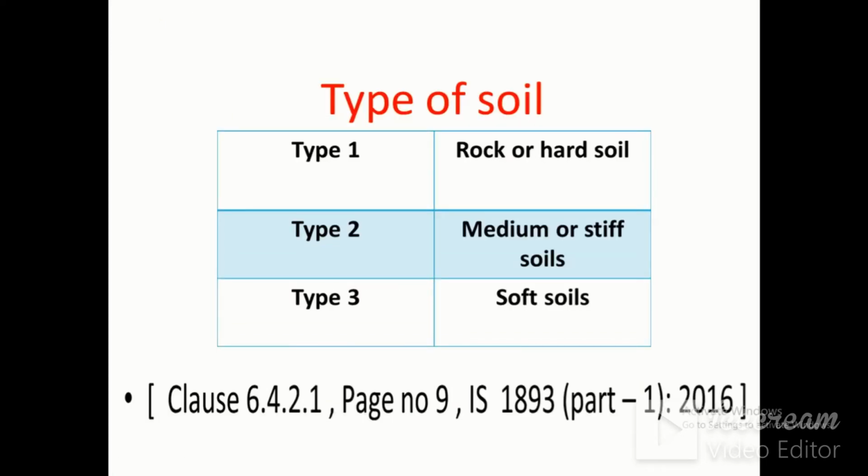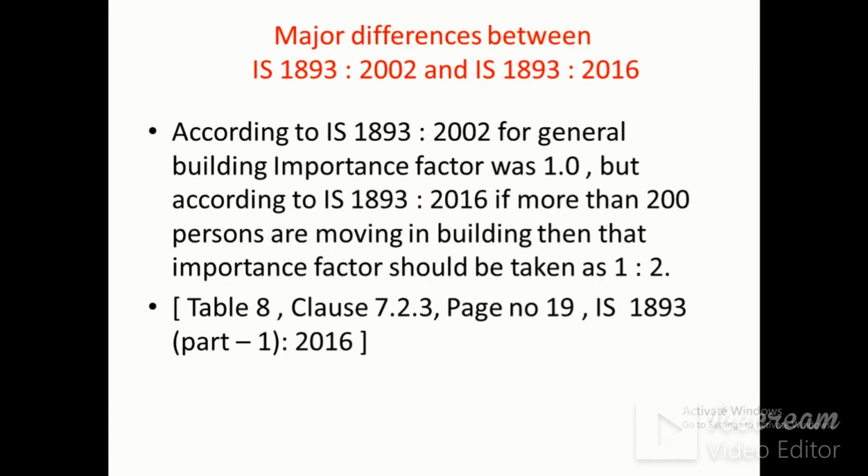Now there are three types of soil: type 1 is rock or hard soil, type 2 is medium or stiff soil, and type 3 is soft soil. This table is available in IS 1893 part 1 2016, clause 6.4.2.1, page number 9, and for Mumbai it is rock or hard soil.